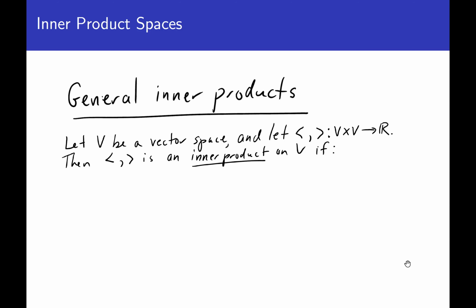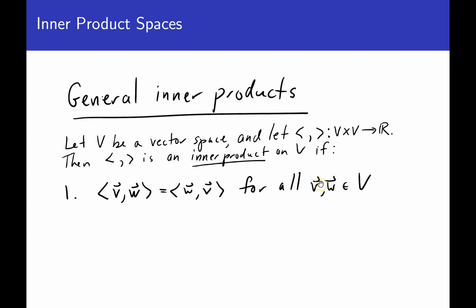So we start with a vector space, and this is just a funky notation for a function. We use pointy brackets, if you will, to denote the inner product of two vectors. So when I've got this comma in the middle, I'm going to put in two inputs. That's why it's going from v cross v. That just means we have two inputs, and what we get out is a number. Then we say that this pointy bracket thing is an inner product if it satisfies those same four properties that we talked about the Euclidean inner product satisfying.